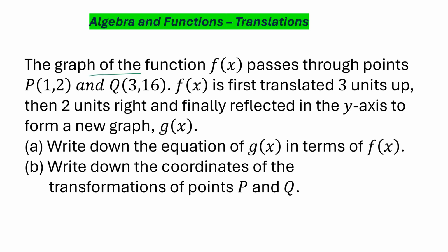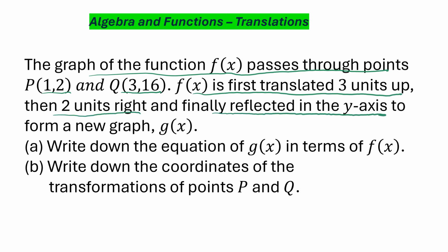Everybody, in this question the graph of the function f(x) passes through the points P(1, 2) and Q(3, 16). f(x) is first translated 3 units up and then 2 units right and finally reflected in the y-axis to form a new graph g(x). Write down the equation of g(x) in terms of f(x) and write down the coordinates of the transformations of points P and Q.